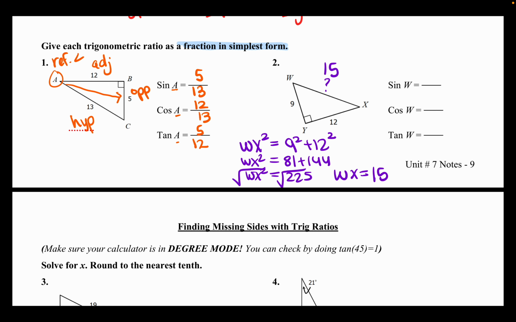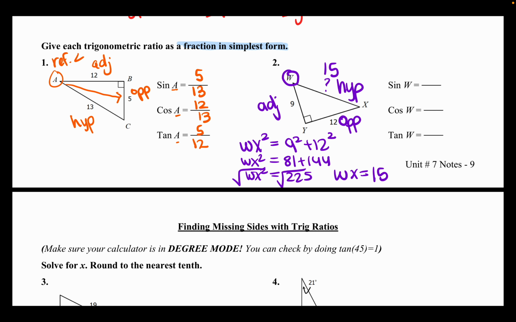Now, number 2, our reference angle is W. So W is our reference angle. That makes 12 your opposite. WY is your adjacent. And across from your right angle is always your hypotenuse. So it doesn't matter which reference angle you have, either W or X, your hypotenuse will always stay the same.